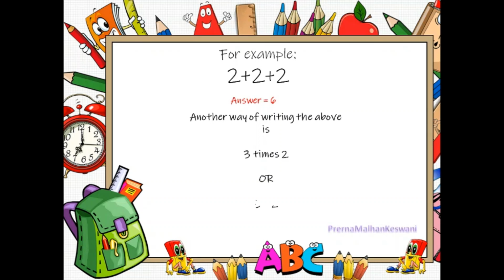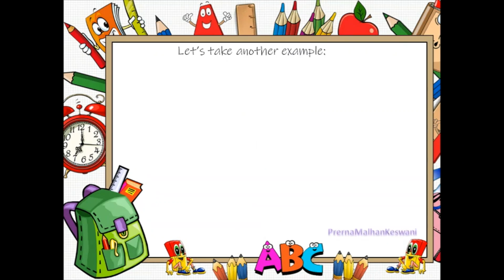Or you can also write it as 3 cross 2. Now this cross is represented as times in multiplication. And you already know that 3 cross 2, or 3 times 2, is 6. Both will give the same answer. 2 plus 2 plus 2 will also give 6 and 3 times 2 will also give 6. It actually has the same meaning.